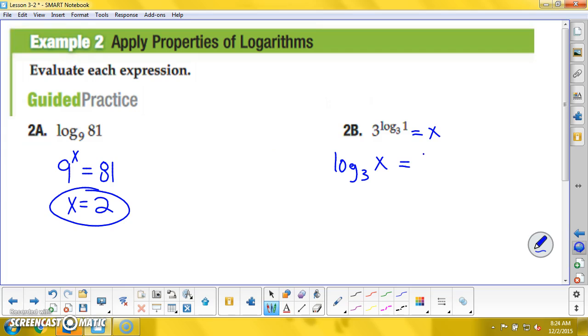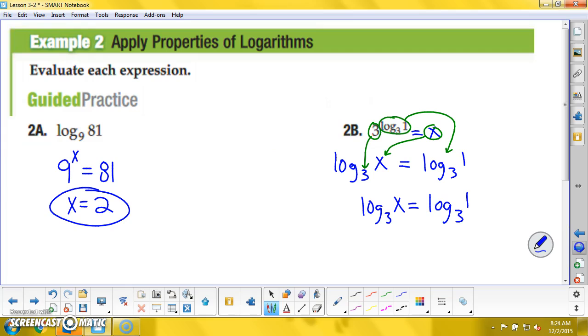x base 3 has to equal the log of 1 base 3. So again, to help you with this, you guys, this whole exponent has to go over here on the right. The x has to go inside this log, and the base has to become the base of your log. So now, since you can see that we've got the log of x base 3 equals the log of 1 base 3, now you can just cancel off these logs because they're the same. X equals 1 is your solution.